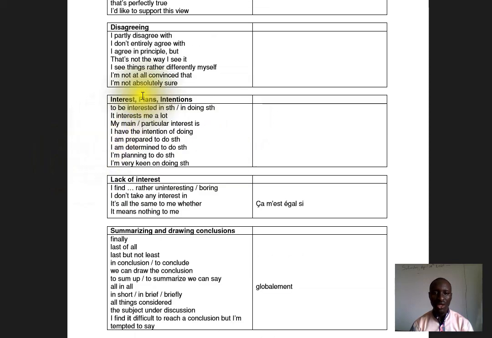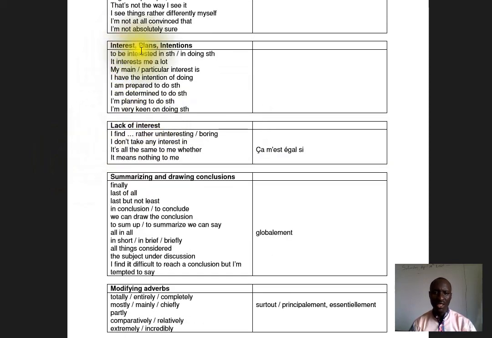All right. So we go ahead with interest, plans, and intentions. To be interested in something or to be interested in doing something. It interests me a lot. My main interest is, or my particular interest is. I have the intention of doing. I am prepared to do something. I am determined to do something. I'm very keen on doing something.